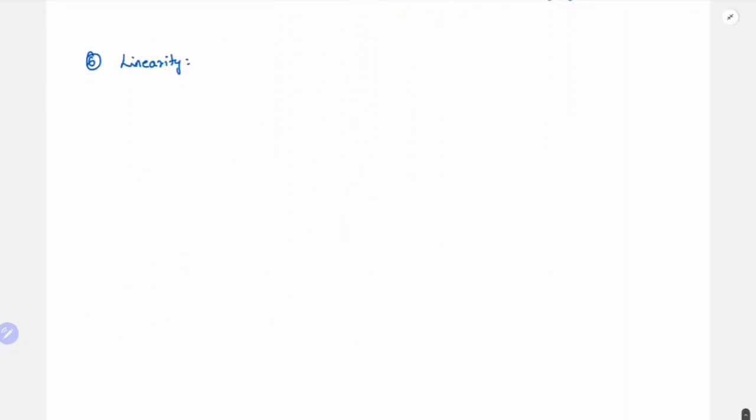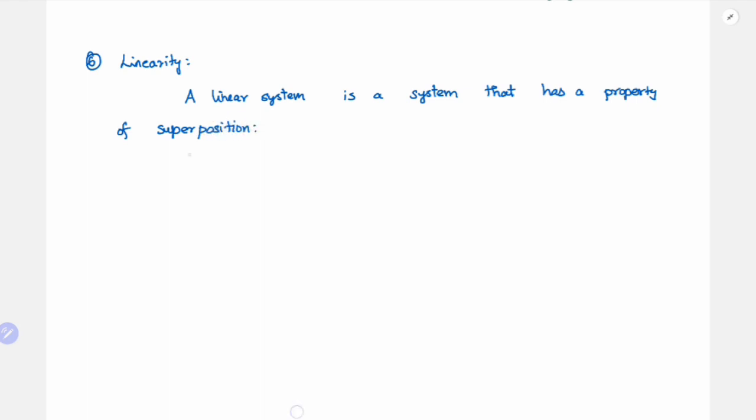So in linearity, what do we call a linear system? A linear system is a system that has the property of superposition. So what does superposition mean?